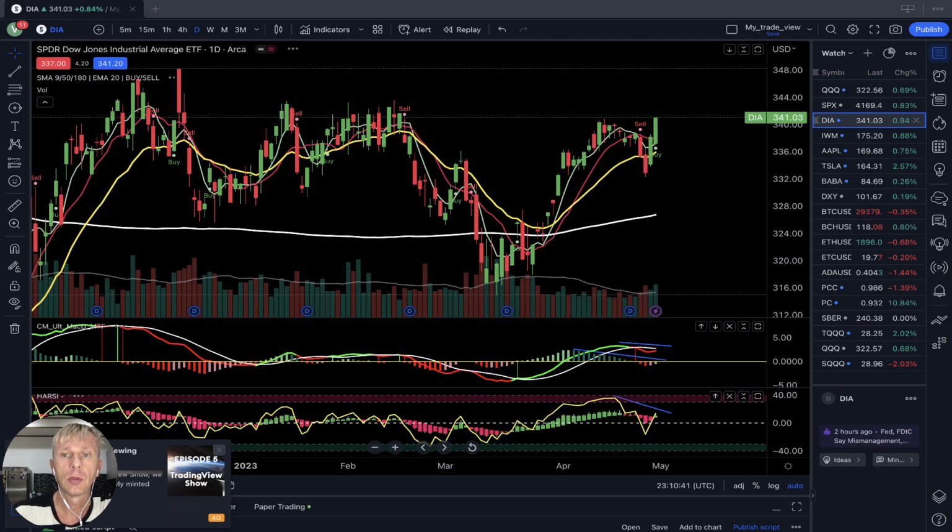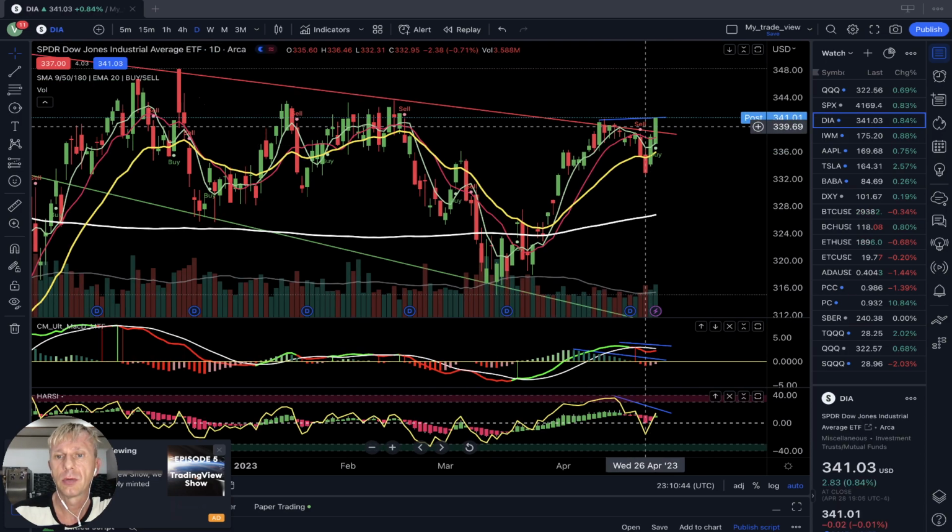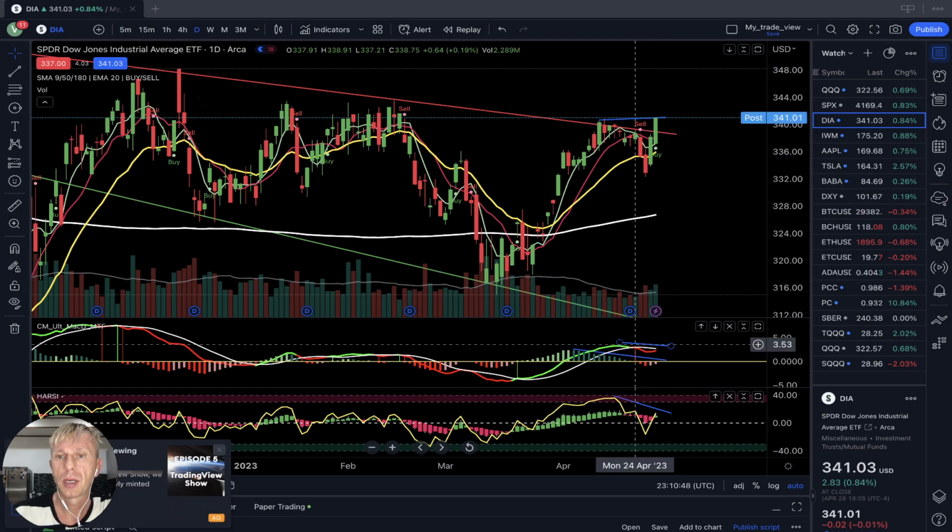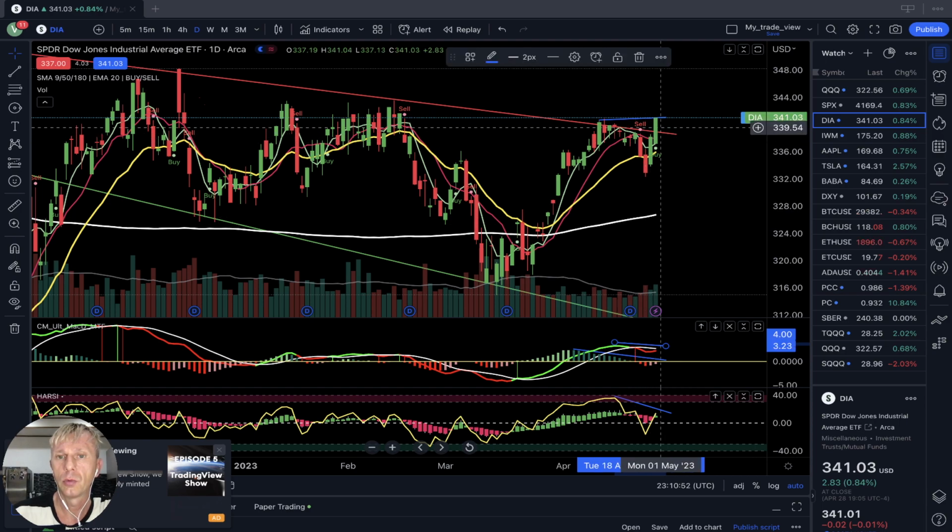Dow Jones also positive day, positive run, buy signal, same bearish divergences. It made a new recent high, double top, bearish divergences on all indicators.